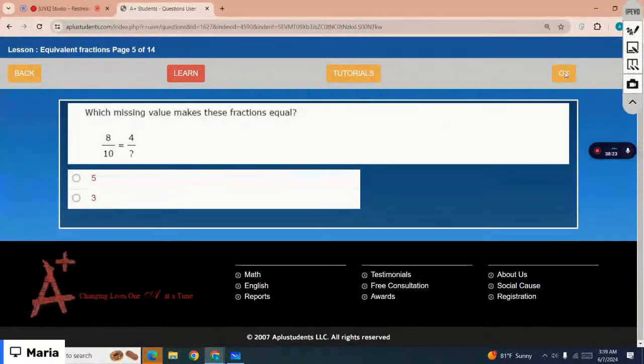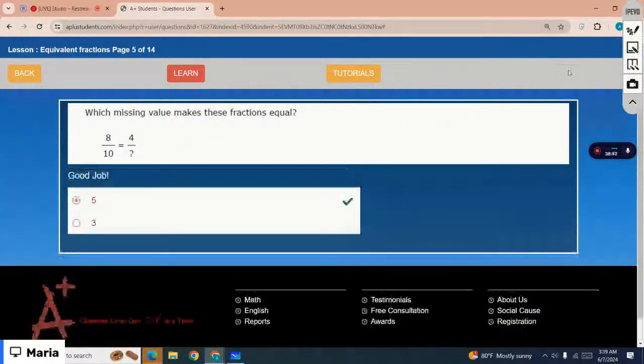Which missing value makes these fractions equal? 8 out of 10. Which is the correct option? Very good. That is 4 out of 5. Option number 2 is the correct option.